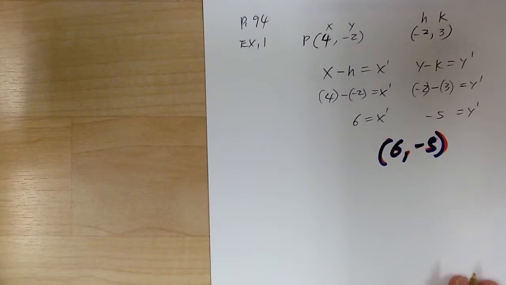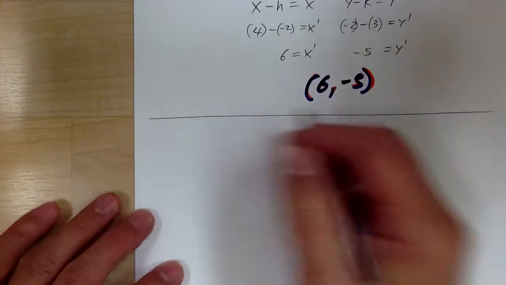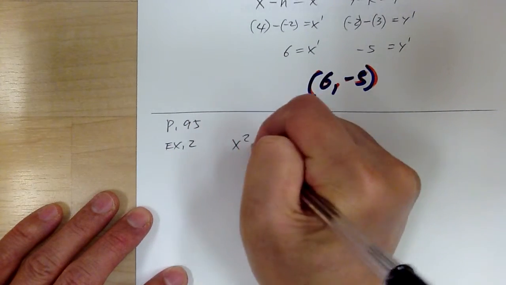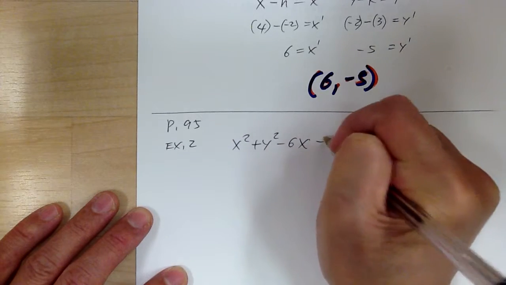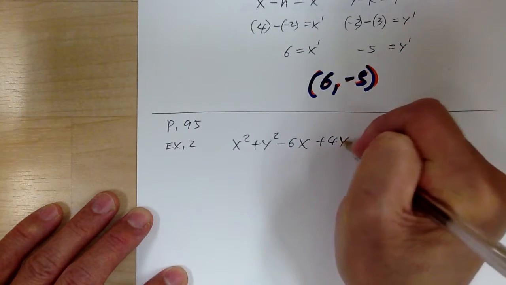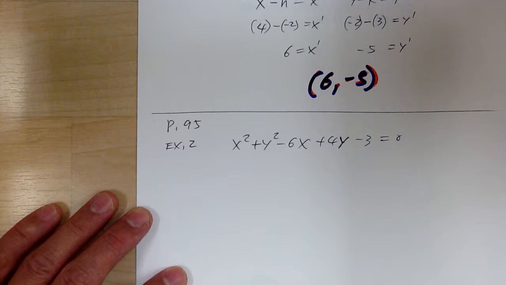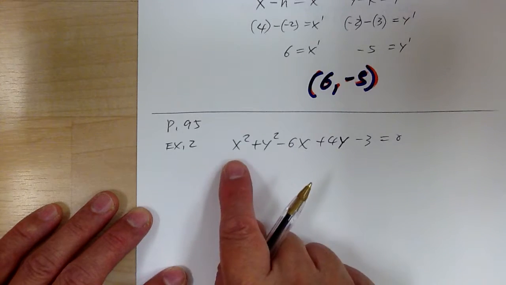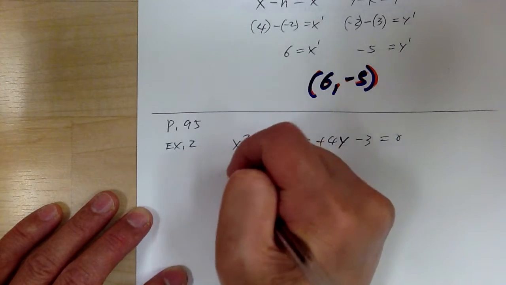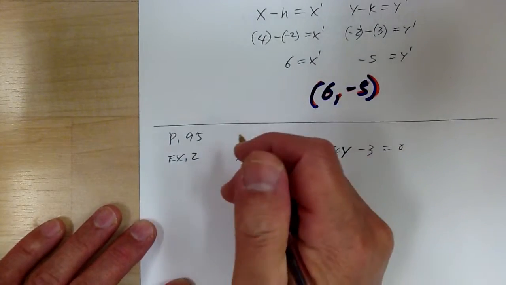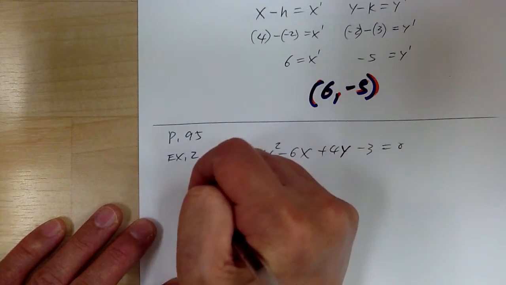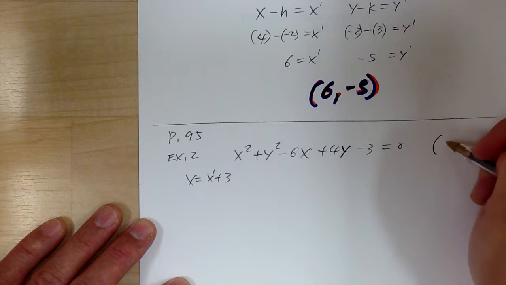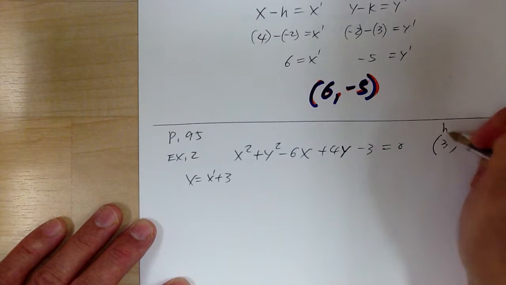You can see more of the advantage of this. On page 95, example 2, you have x squared plus y squared minus 6x plus 4y minus 3 equal to 0. Now the book method is a little bit harder to do. It's more complicated. They want you to substitute first. So they make x equal to x prime plus 3, because they want you to move to the point 3, negative 2. That's your h and k.